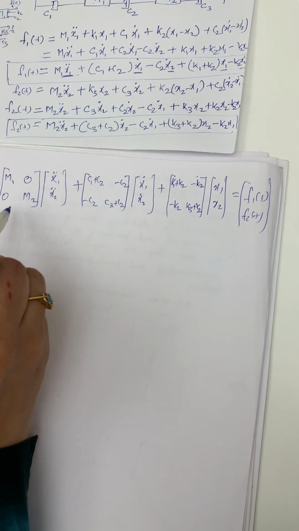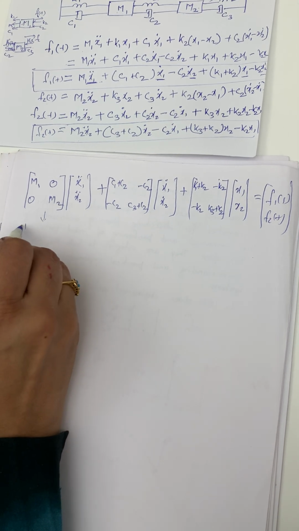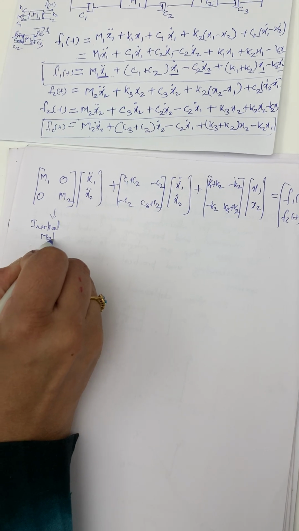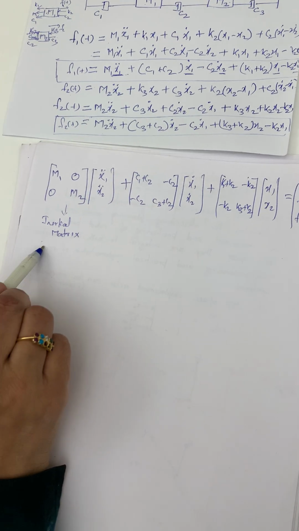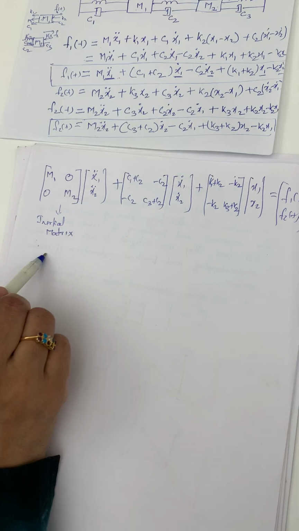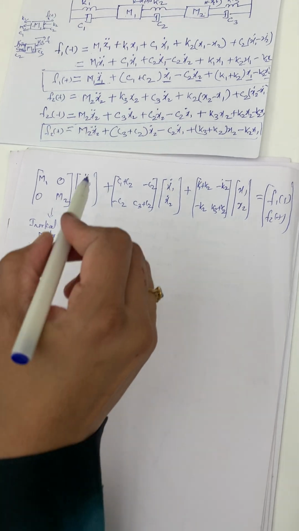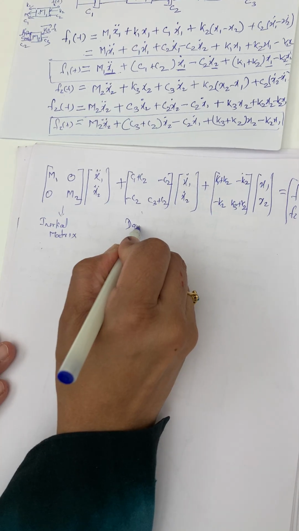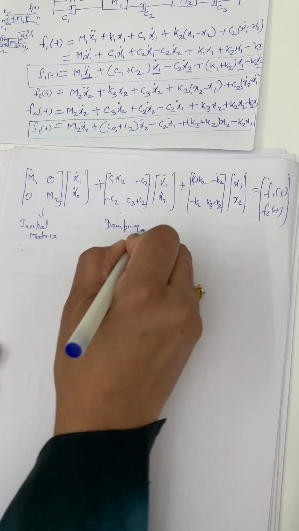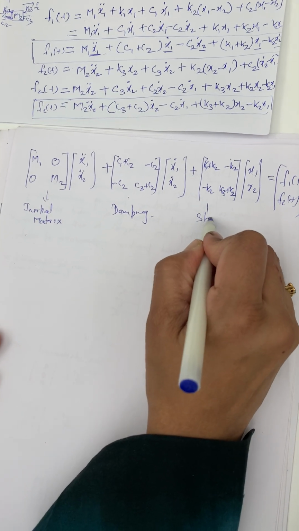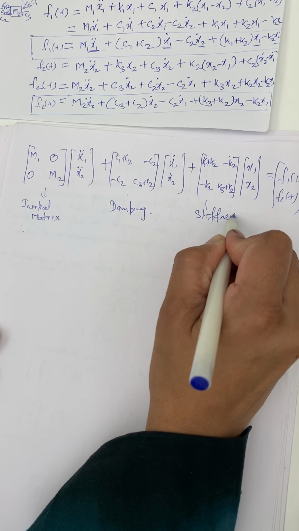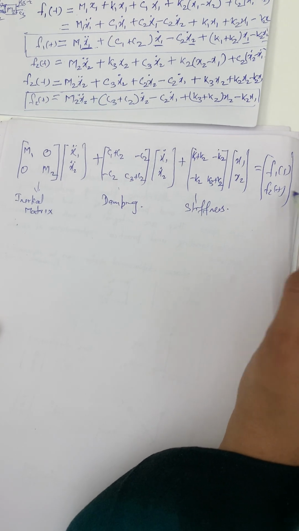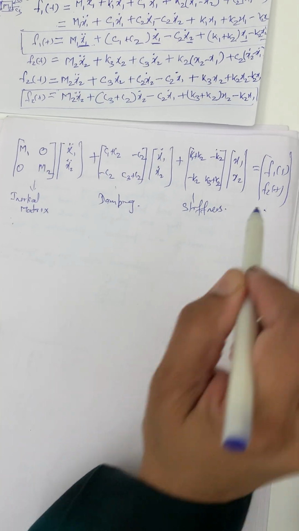Okay, this is the inertial matrix, which is mostly symmetric and positive definite. Okay, this is damping. This is the stiffness matrix. Okay, and this is the vector for the forces. Got it?